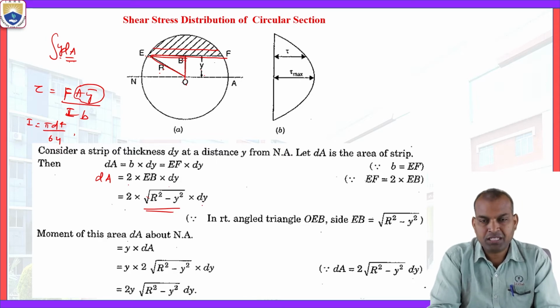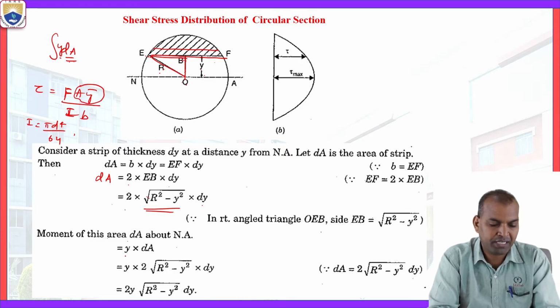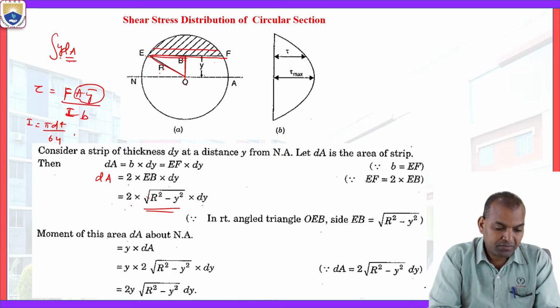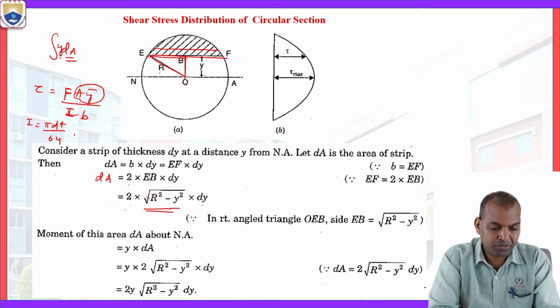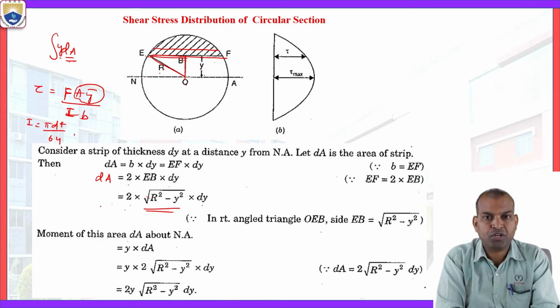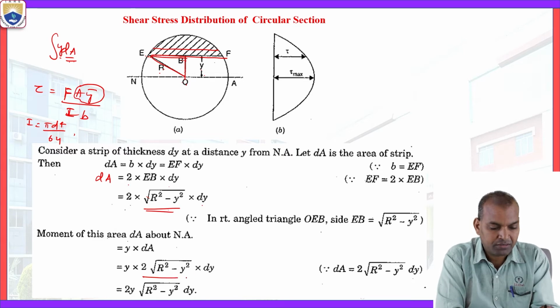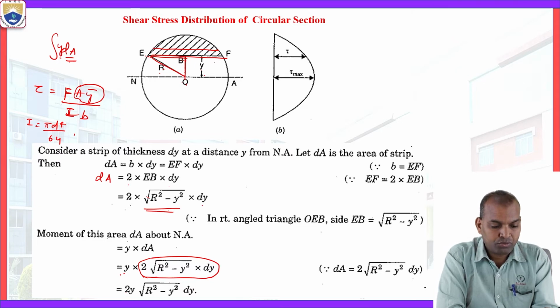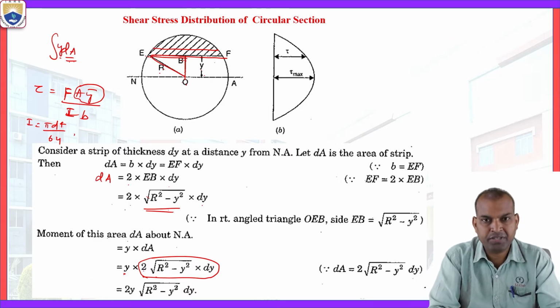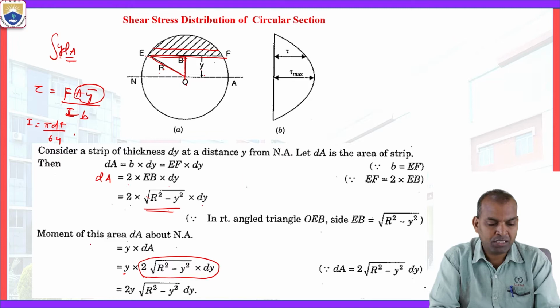Now the moment of this area about the neutral axis is dA into y, that is y dA. The dA here is 2 times under square root of R square minus y square dy, and y dA becomes 2y under square root of R square minus y square dy. This is the moment of the area dA about the neutral axis.